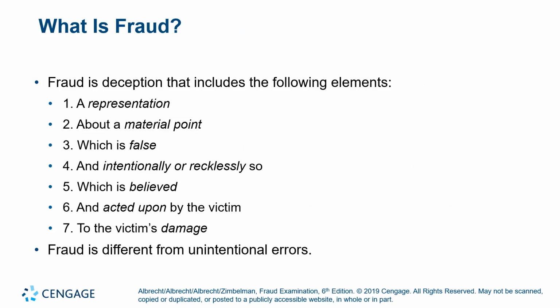Okay, here we have what is fraud. It's a representation about a material point. It's false, intentionally or recklessly so, believed, acted upon by the victim to the victim's damage. Fraud is different from unintentional errors. People make mistakes, okay? It happens. Fraud is on purpose. Fraud is something that someone deliberately does. We will look at the different fraud theories that are out there, and we'll talk a little bit about sociology and how people defend or rationalize their fraud.